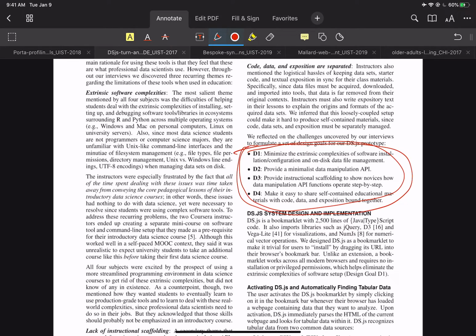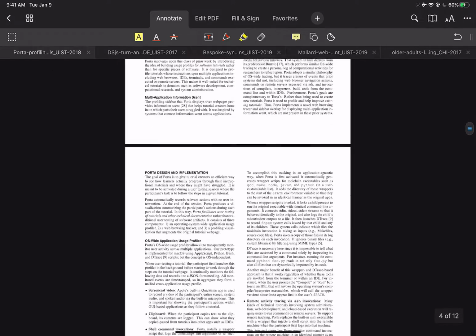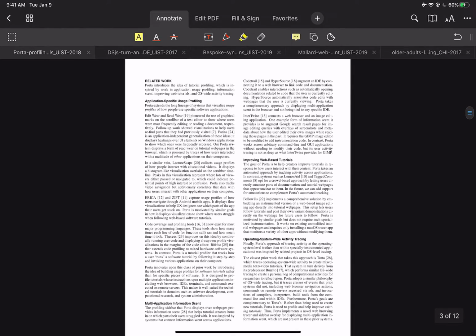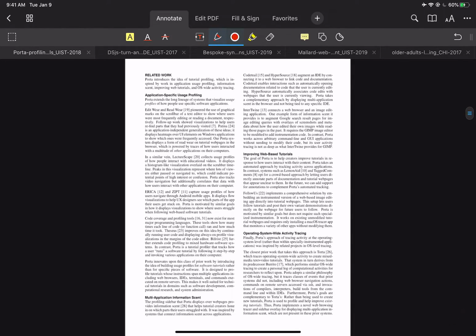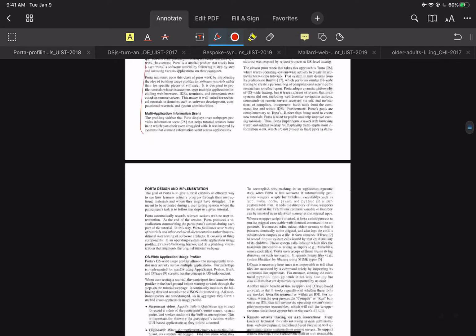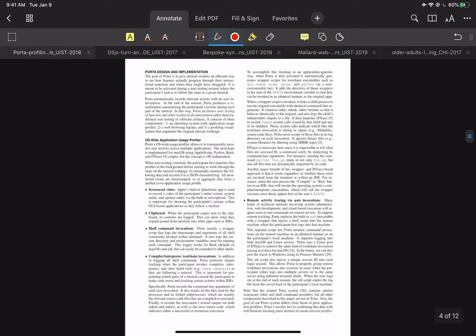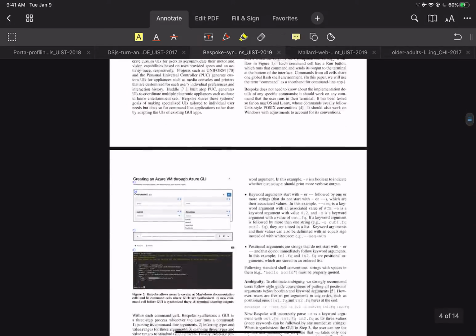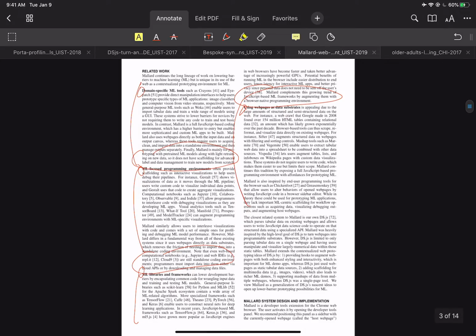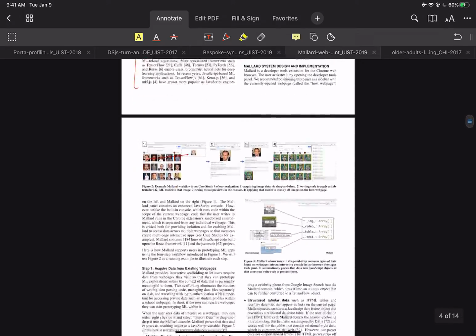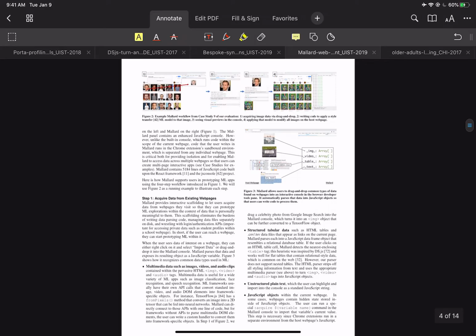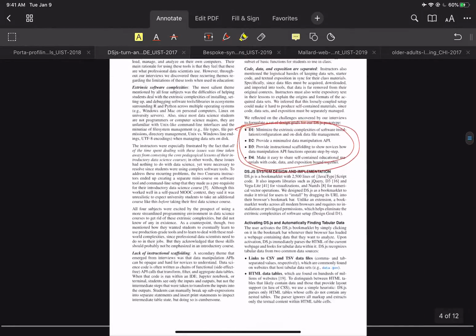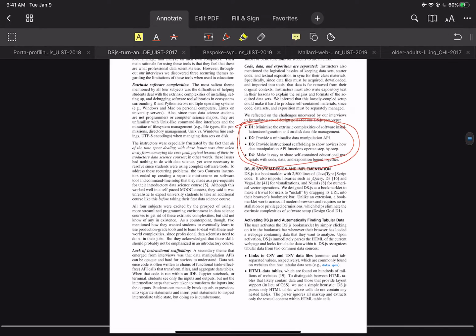So this is DSJS, this is Porta. Not all of them need a study, by the way. This one doesn't have a formative study, which is fine. You could be sufficiently motivated by your related work, by the gaps in your related work. This one goes straight into the system. Bespoke, there's this one. This one also goes straight into the system. And Mallard goes straight into the system. So not every paper needs a formative study, but it's nice to have one if you have time to fit one in.